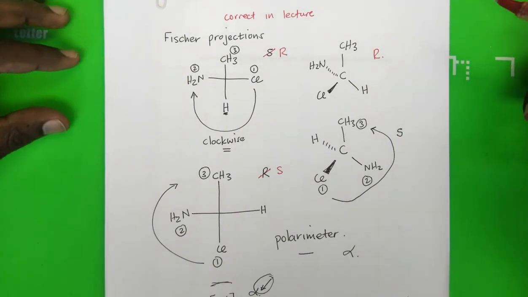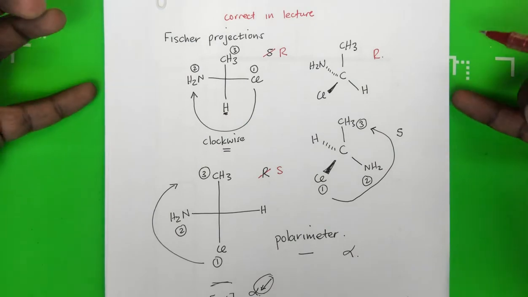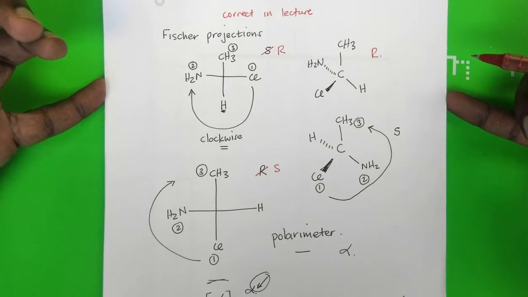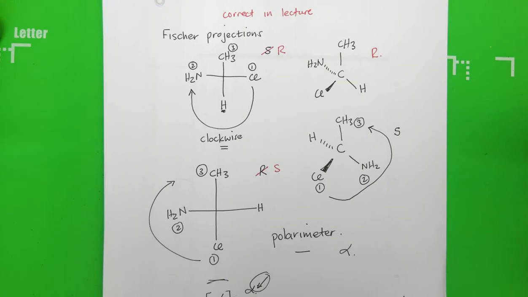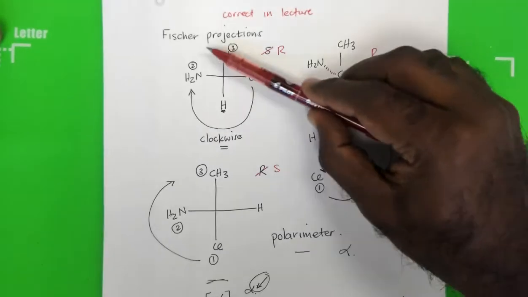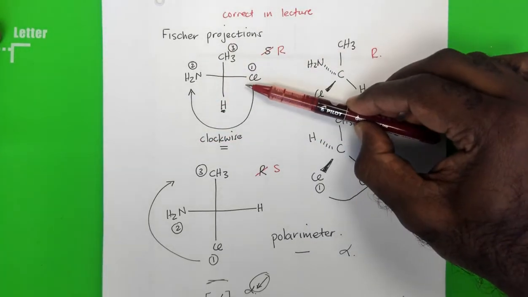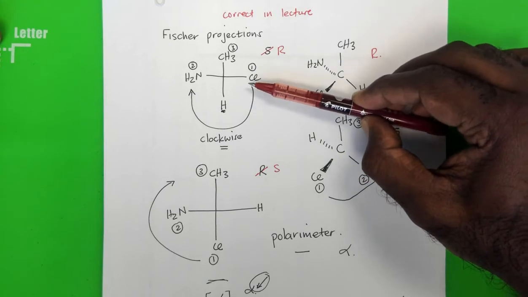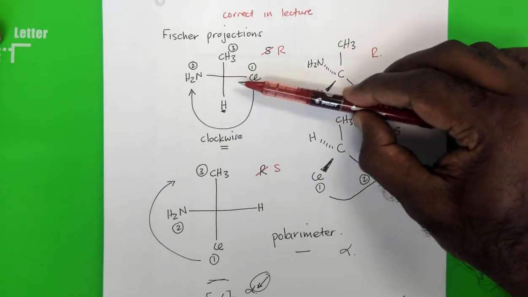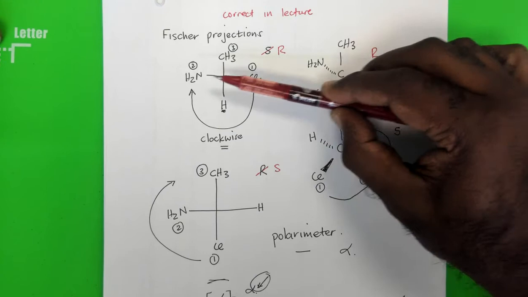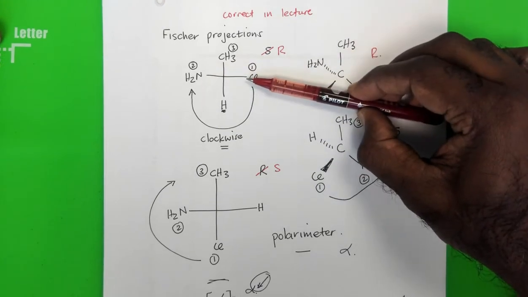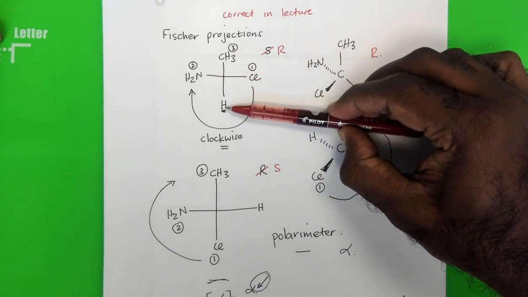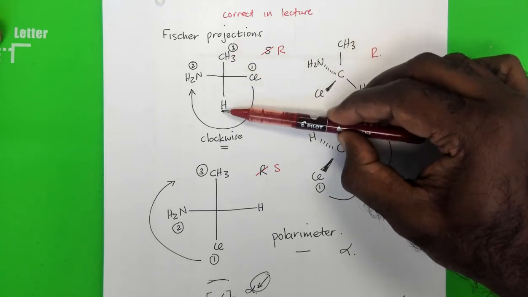This video is just to make a correction to the mistake I made in the lecture on Thursday. If you remember, on Thursday I started off with this molecule in the Fischer projection. Remember that in the Fischer projection, the horizontal axis has groups that are pointing toward you, and in the vertical axis you have groups that are pointing away from you.